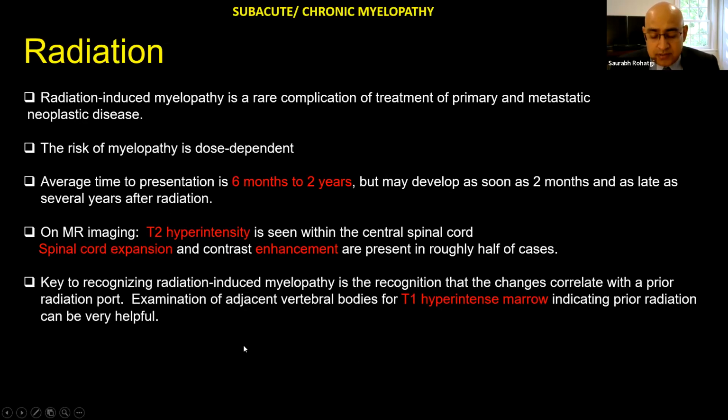Radiation can also cause subacute or chronic myelopathy. The risk of myelopathy is dose dependent. The average presentation is between 6 months to 2 years. Again, on MR, you will see T2 hyperintense lesions within the central spinal cord. The key to recognizing radiation-induced myelopathy is changes in the adjacent vertebral bodies, which will appear as T1 hyperintense marrow and will correlate with a prior radiation port.